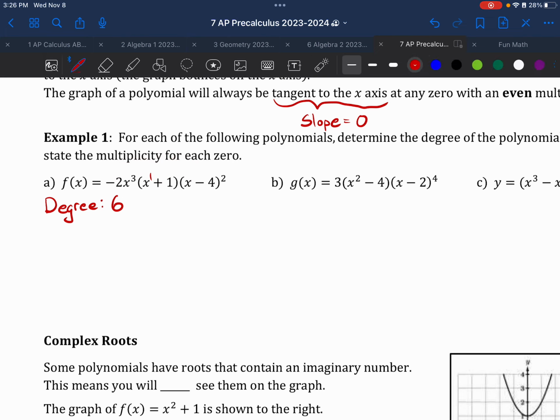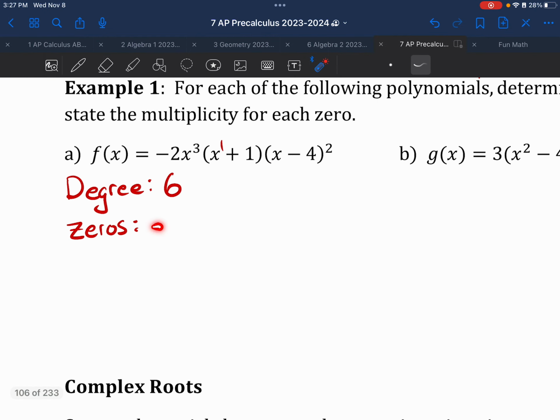Then from there, what is it asking us to do next? Find all the zeros. To find the zeros, we set each of these terms equal to 0. Let's do the first one. If I set -2x to the power of 3 equal to 0, I'm going to divide both sides by -2, and I get x to the power of 3 is equal to 0.